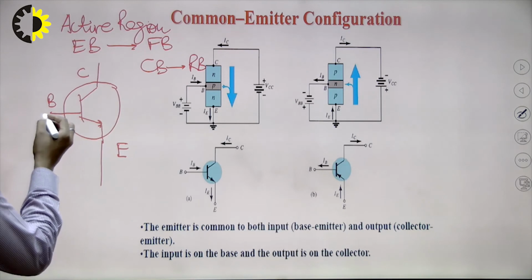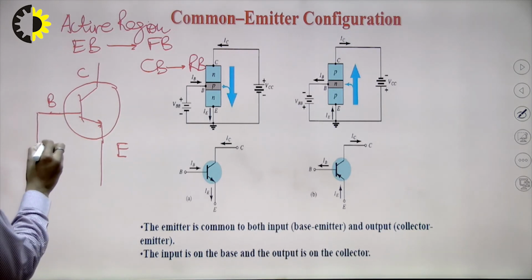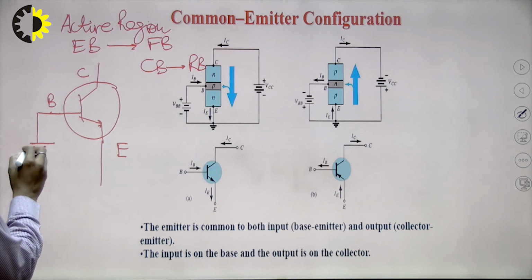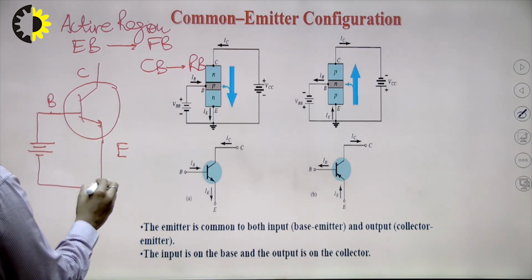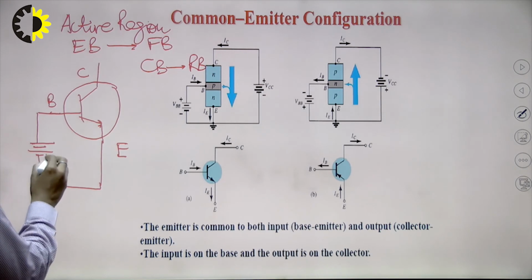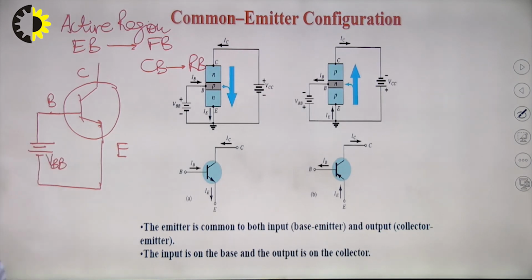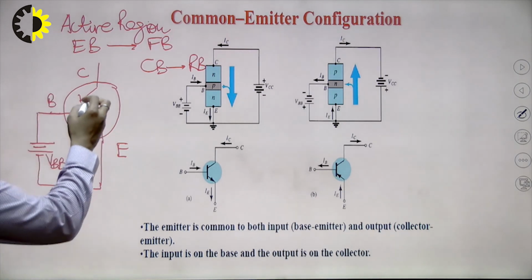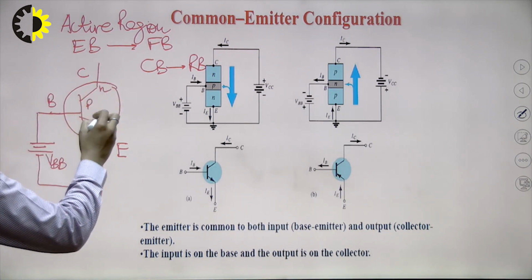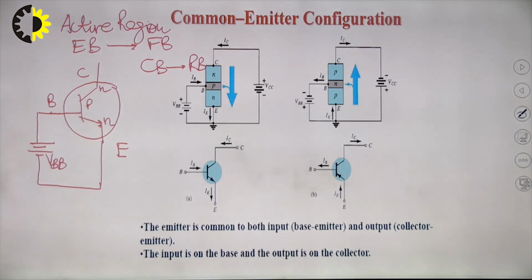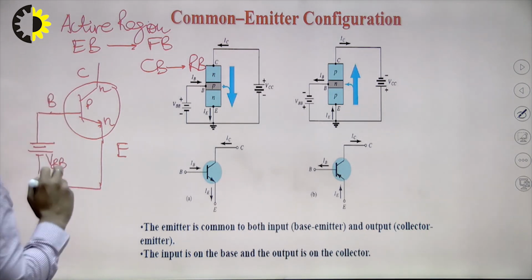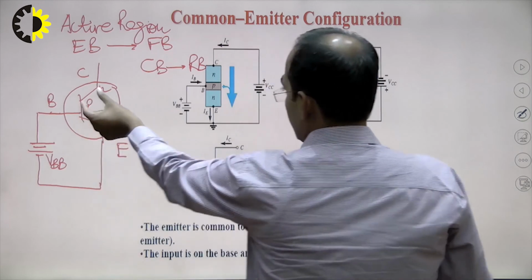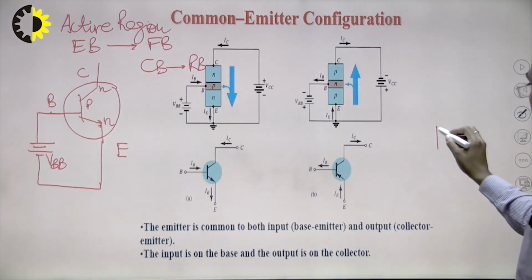So, we can easily connect here a biasing voltage VBB. It is very clear that this is an NPN transistor. The P side is connected to the positive terminal of the battery, and the N side is connected to the negative terminal of the battery. In this way, we can make the emitter base junction forward bias. For making the collector base junction reverse bias, this is another PN junction diode.